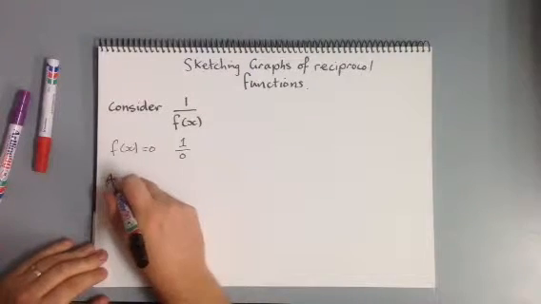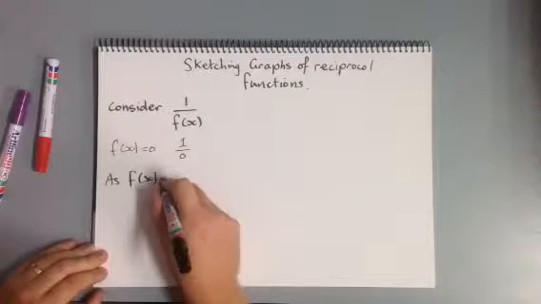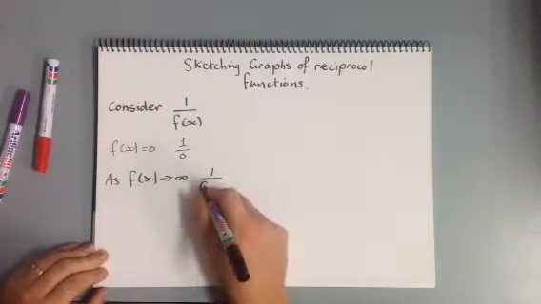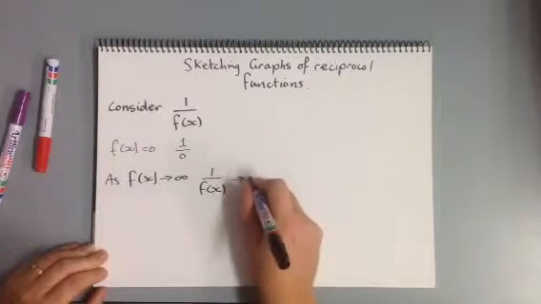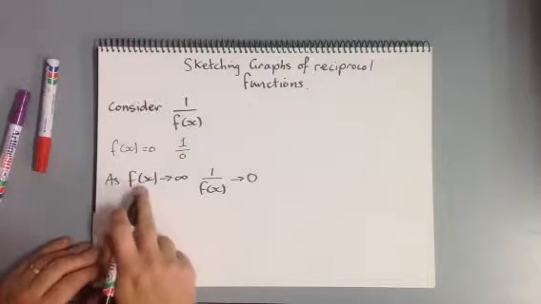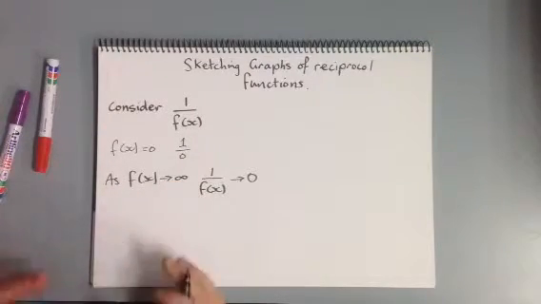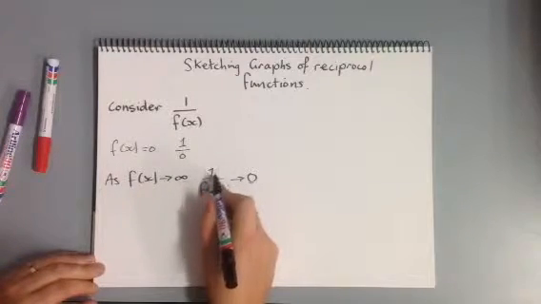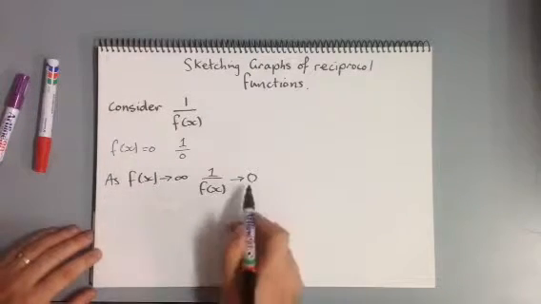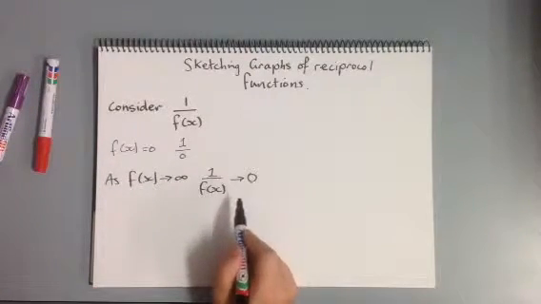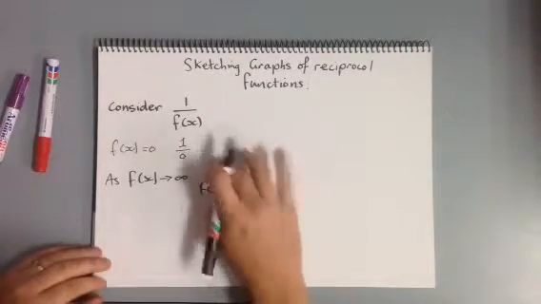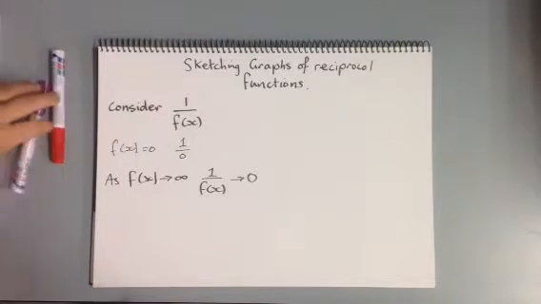And as f of x approaches infinity, then 1 over f of x is going to approach 0. As f of x gets really big, what happens to 1 divided by f of x? Well, 1 divided by a really big number is a really small number, or is approaching 0. If we're going to sketch some functions, there's a few things that we need to remember. So we'll go through some worked examples.